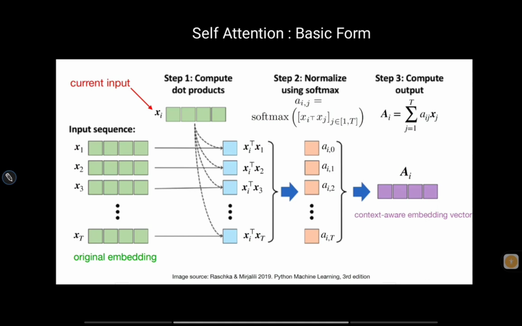So this is a very basic form of self attention, where first we do a dot product, then normalize using a softmax, and then we calculate the final embedding vector, which is more context aware, right? Here you can see there are no learnable parameters in this approach. So what we can do is bring in certain learnable parameters, which will also be learned during the back propagation in this neural network.